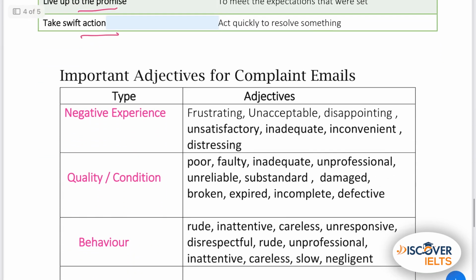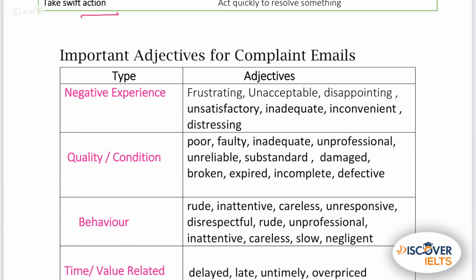Important adjectives. Yes, adjectives are also very important in an email. For a negative experience, you can use any of words like unacceptable, disappointing, unsatisfactory shopping experience, inadequate information. For quality and condition: poor quality of product, faulty product, inadequate product, unprofessional behavior, unreliable, substandard. Any of these words you can use. For behavior: rude, disrespectful, unprofessional, unresponsive. For time and value related: delayed, late, untimely, overpriced, and so on.